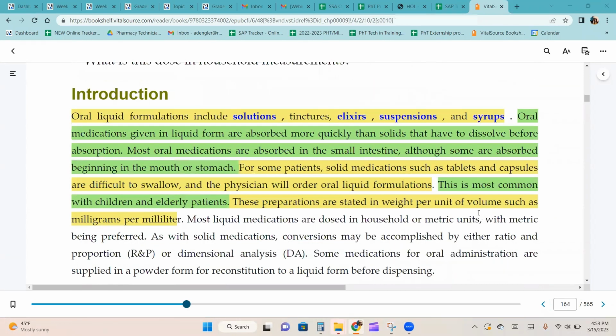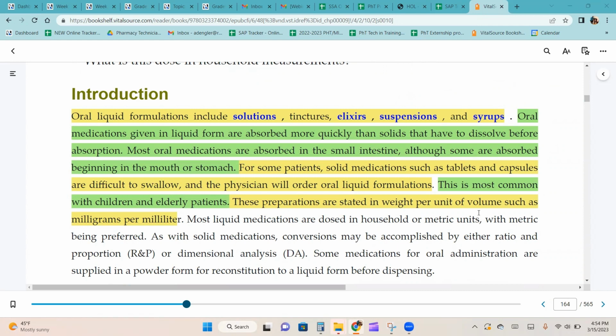Oral liquid formulations include solutions, tinctures, elixirs, suspensions, and syrups. Oral medications given in liquid form are absorbed more quickly than solids that have to dissolve before absorption. Most oral medications are absorbed in the small intestine, although some are absorbed beginning in the mouth or stomach. For some patients, solid medications such as tablets and capsules are difficult to swallow, and the physician will order oral liquid formulations. This is most common with children and elderly patients.